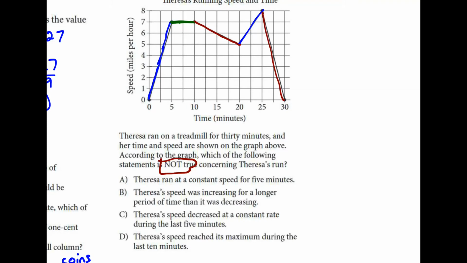Did Teresa run at a constant speed for 5 minutes? Right there, yes. Was her speed increasing for a longer period of time than decreasing? 5 minutes here, 5 minutes here, 10 minutes increasing, 5 minutes decreasing, so that one's the answer. Did it decrease at a constant rate during the last 5 minutes? Yes, that was C. And D, maximum during the last 10 minutes? Yes. B was the only one not true.